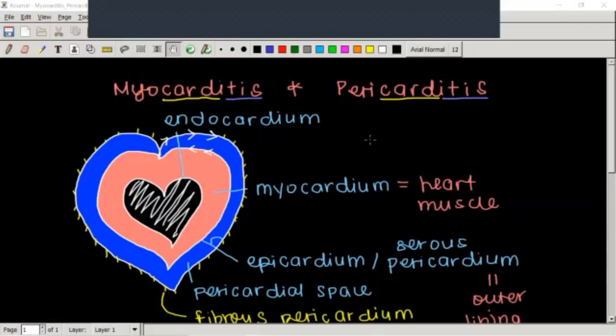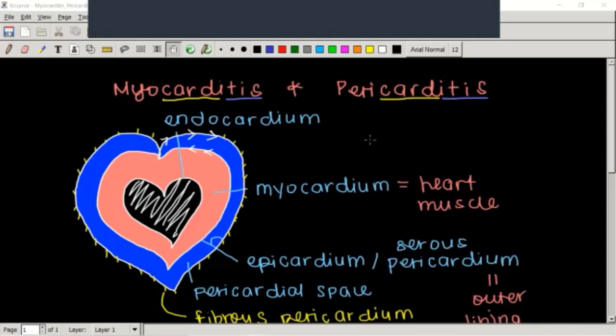around. So we have the heart, and the inner part is the endocardium. Then we have the actual muscle that pumps. It's called the heart muscle, and it's called myocardium. Myo from muscle and cardium from heart. And then we have the epicardium, which is the outermost layer, or the pericardium.